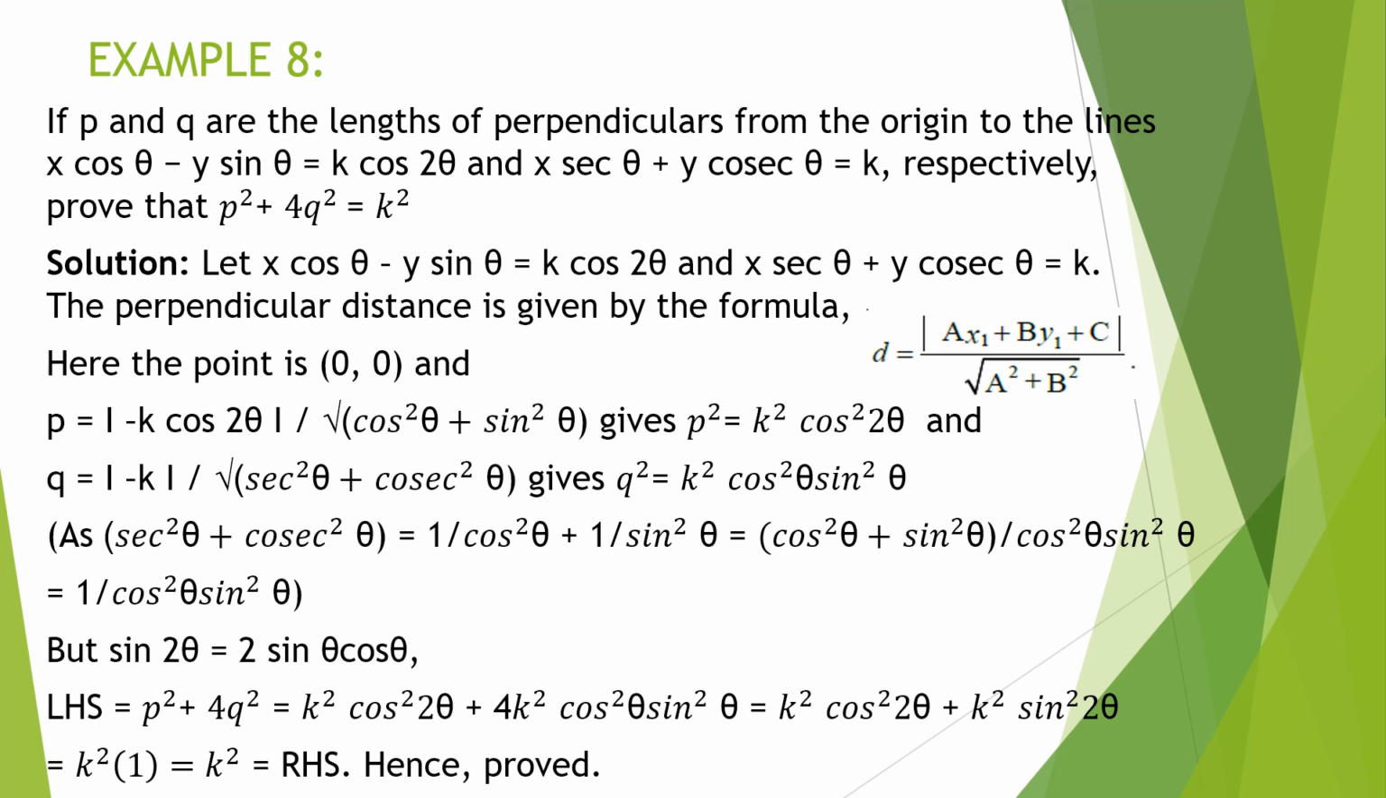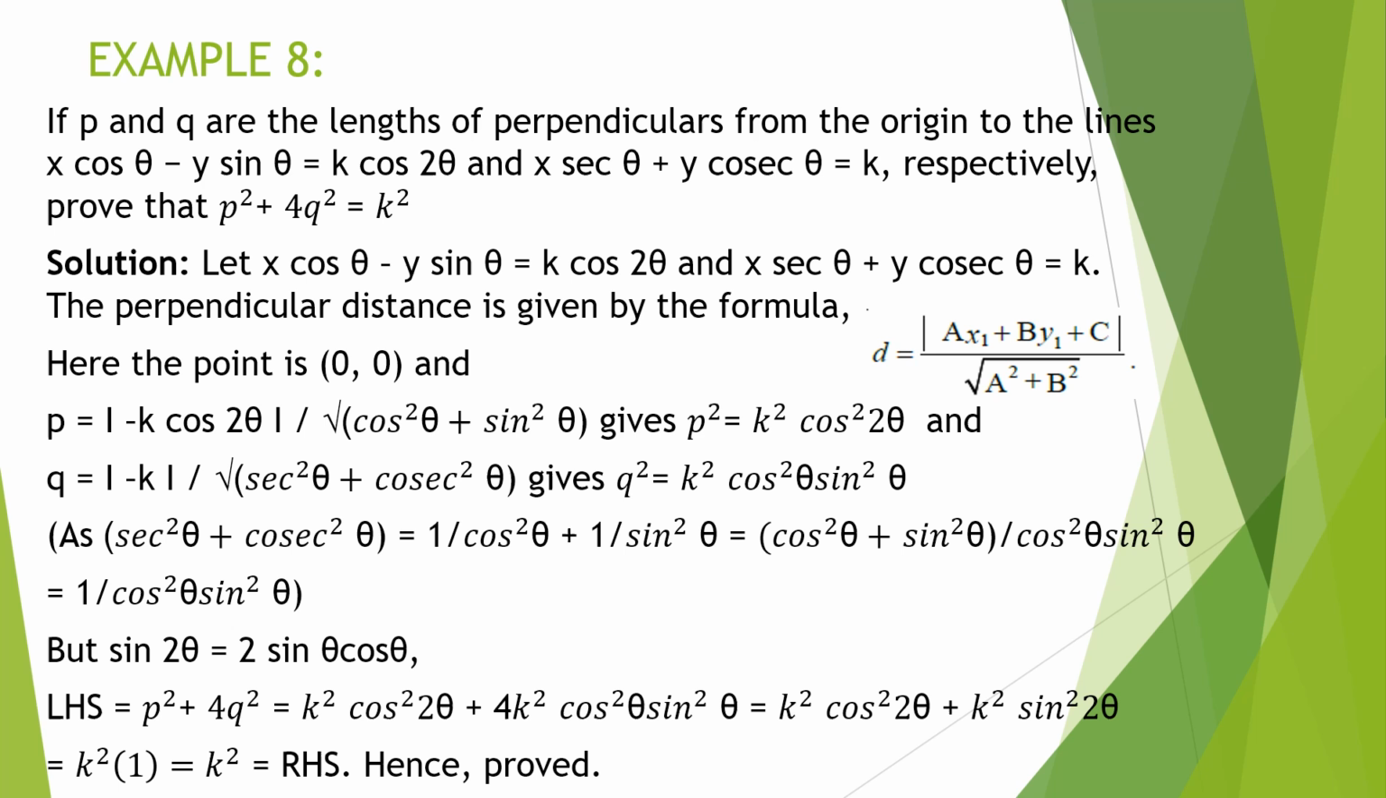And Q is for the second line. So for the second line, what is the value of C? It is minus k. So Q is mod of minus k upon root of sec square theta plus cosec square theta. I have just shown this simplification: sec square theta plus cosec square theta, on simplification, is 1 upon cos square theta sin square theta.